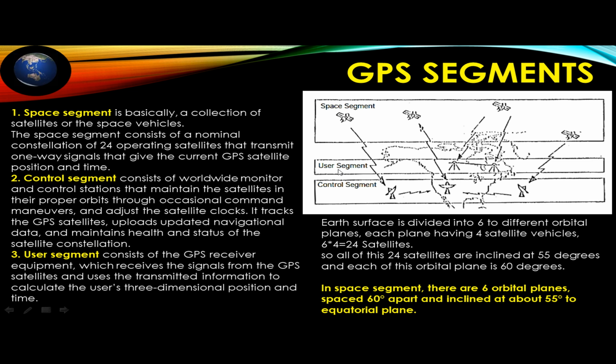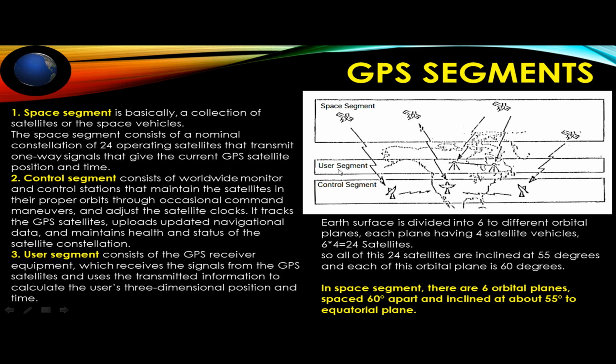What the space segments are providing is the position and the time. And then the second segment is the control segment. It consists of worldwide monitor and control stations that maintain the satellites in their proper orbits. The control segment is kind of a power station which is maintaining everything for the users and the space segments also. It maintains the satellites in their proper orbit through occasional command maneuvers and adjusts the satellite clocks.